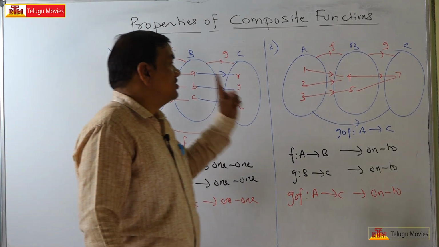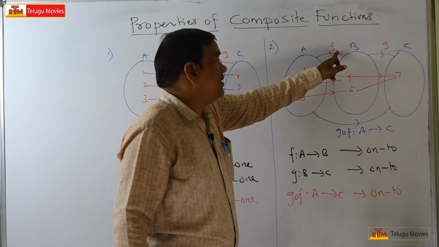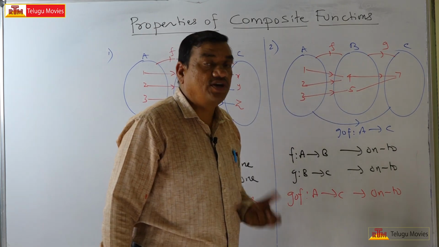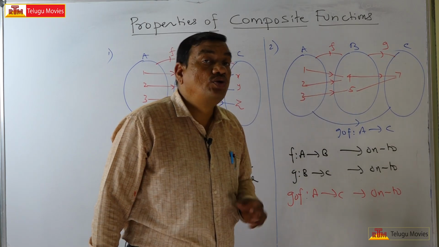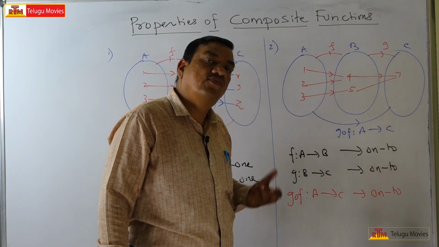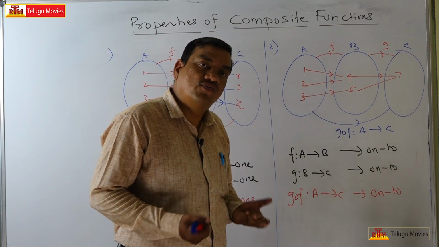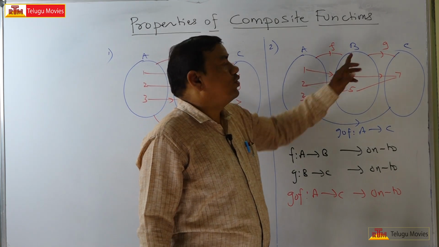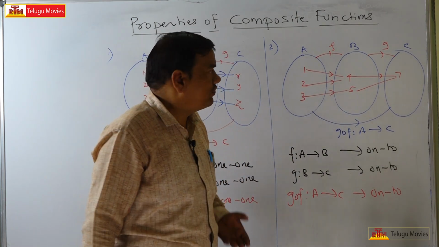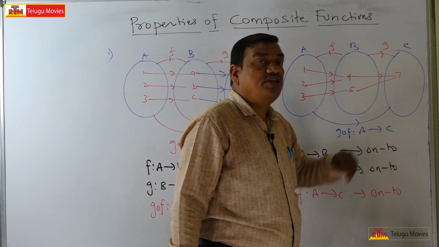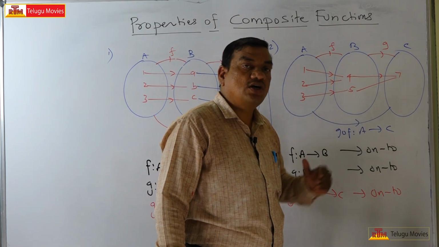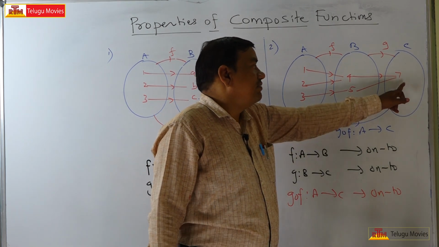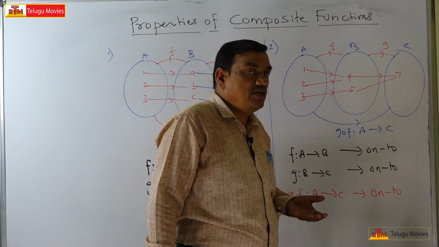Second one: see clearly, F from A to B is an onto function. Onto function means simply codomain is equal to range. Here the codomain is 4, 5. What is the range? 4, 5. So F from A to B is an onto function. G from B to C is also an onto function. Clearly A to C is also an onto function. Why? Because the range is equal to the codomain.